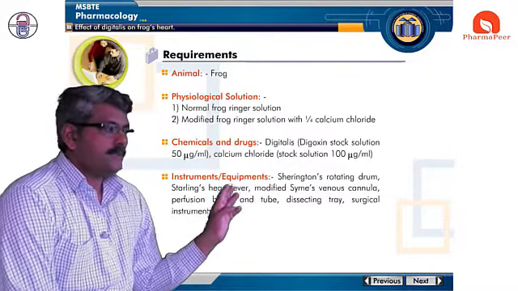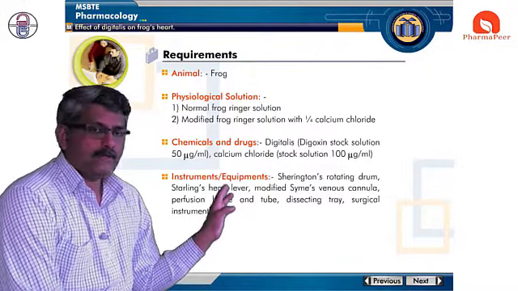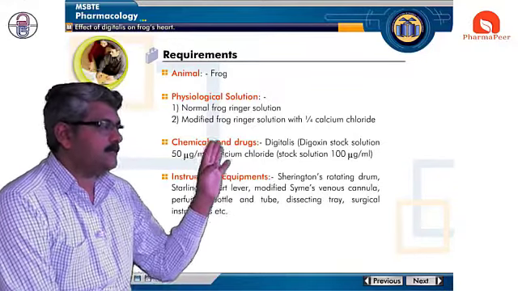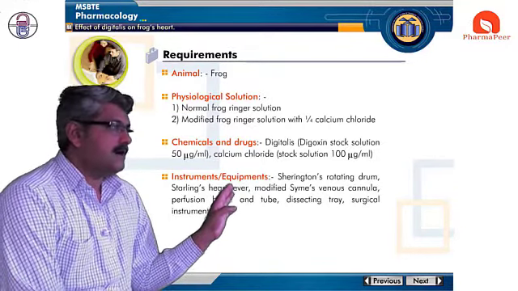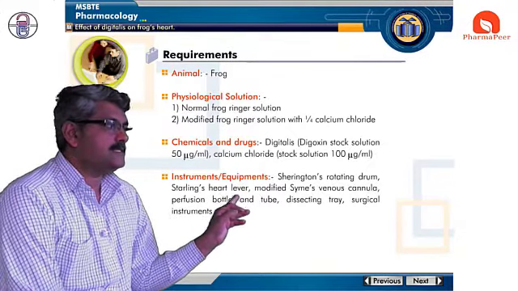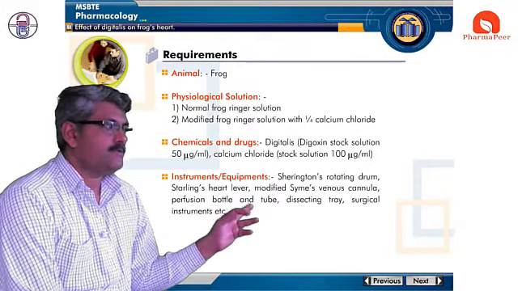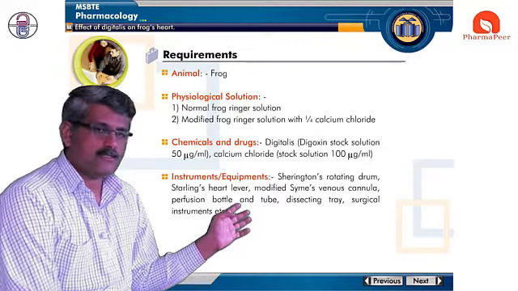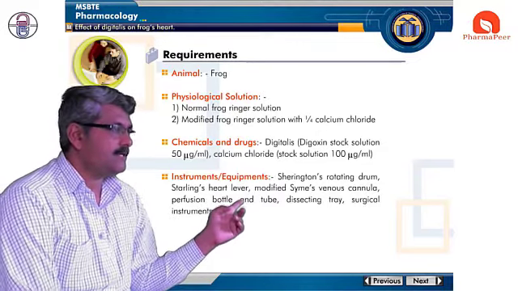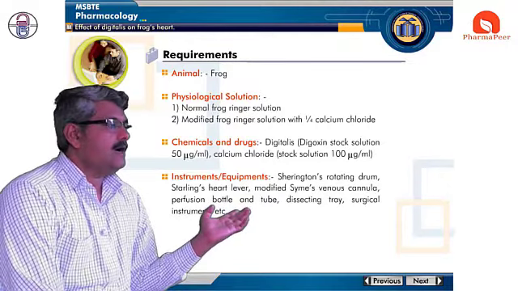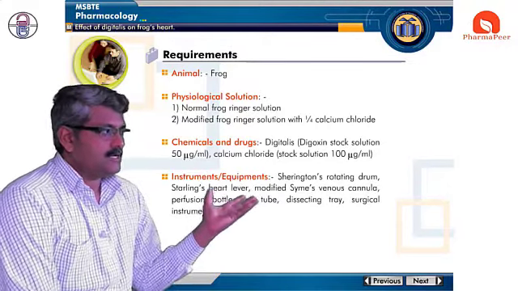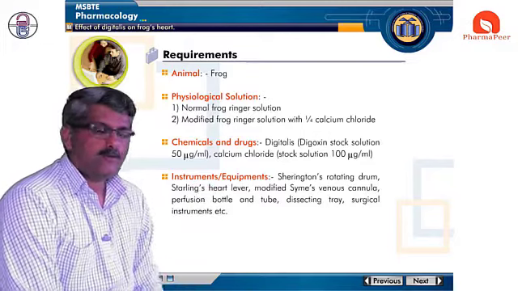Next, the instruments. Which instruments could we prefer? As usual in heart experiments, the system we need is a Sherrington rotating drum machine, Starling heart lever, modified Sims venous cannula, perfusion bottle, etc. These are all the same things we are repeating here, as in the previous experiment, with this heart preparation. So this is the requirement of this experiment.